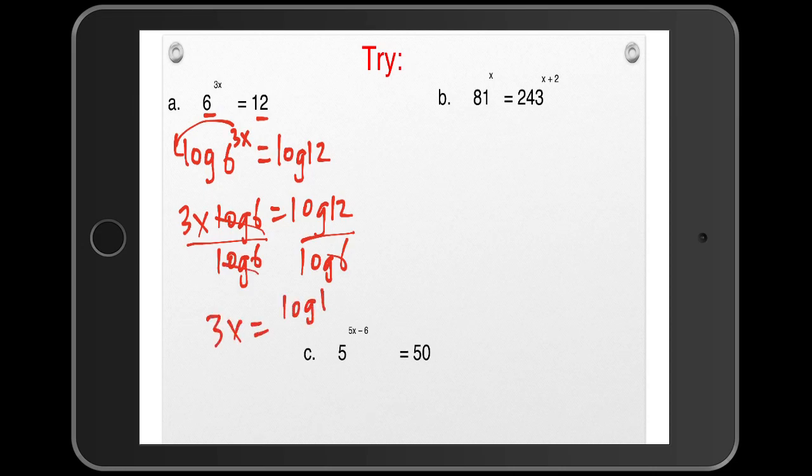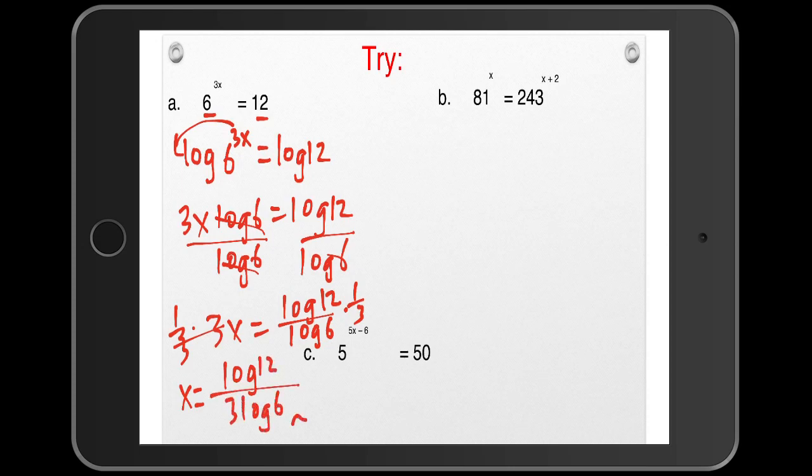Finally, dividing by 3 or multiplying by 1/3 on both sides, that will give us x equals log of 12 over 3 log of 6. And then using your calculator to get the answer to 3 decimals, you should have 0.462 as your final answer.